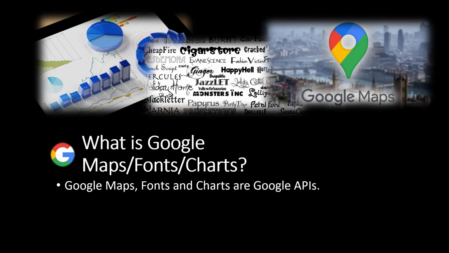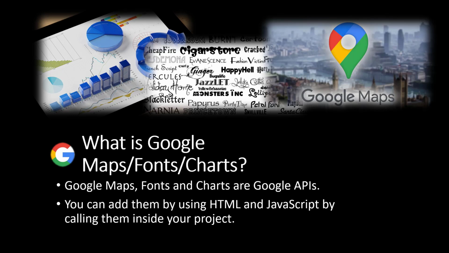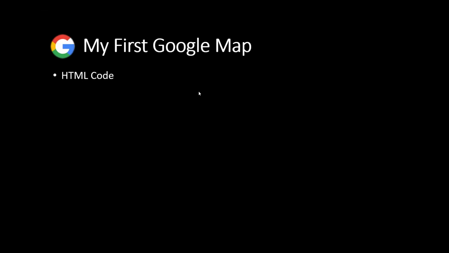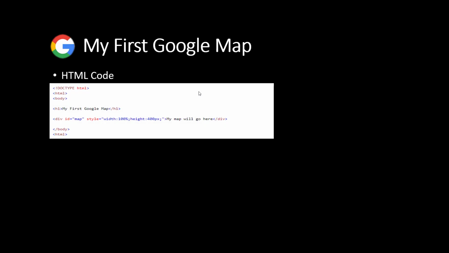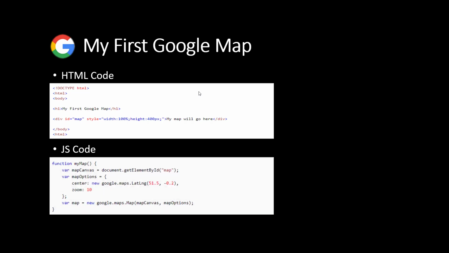Google Maps, phones, or Google APIs. You can add them by using HTML and JavaScript by calling them inside your project. My first Google Map, HTML code. Here you can see we have an example of Google Map HTML code. And here we have a JS code example of first Google Map.